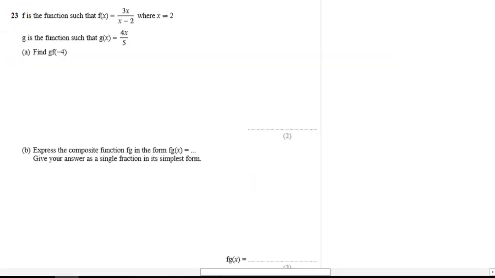Question number 23 is, f is a function such that f(x) is given. So what will be f of minus 4? So f of minus 4 will be 3 minus 4 over minus 4 minus 2. So that is equal to minus 12 over minus 6. So that will be 2. F of minus 4, this one is negative 2.